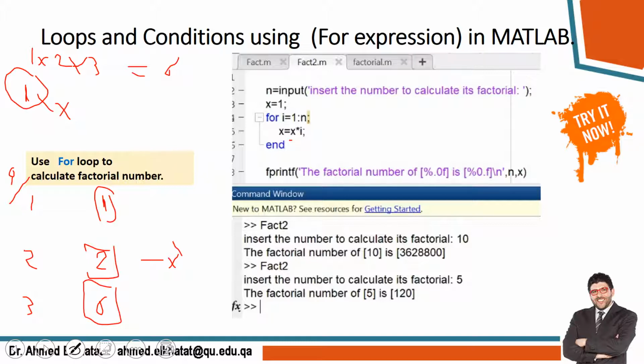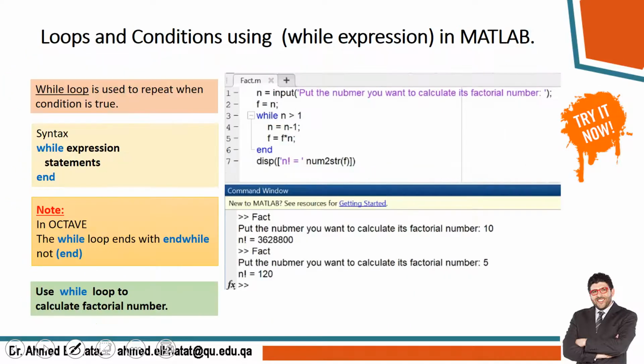For example, here we insert the number to calculate its factorial, so we put 10. Display it between square brackets to look pretty. The factorial number of 10 gives me this number. We tried another number, 5, and it gives me another number. So we finished the for loop.